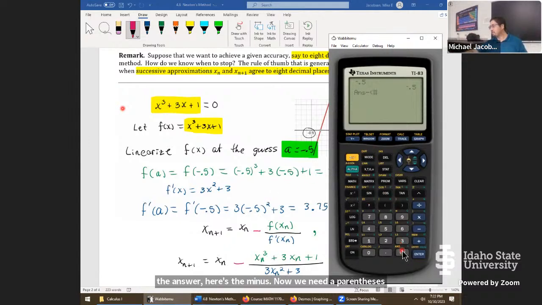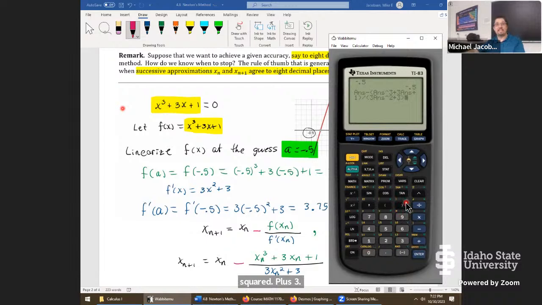Go second, the answer key to refer to xn, power 3 cubes it, plus 3, prior answer, plus 1. That takes care of the numerator. Now go division, throw in the denominator. It'll be 3, second and a negative sign for prior answer, but it's also squared, plus 3.